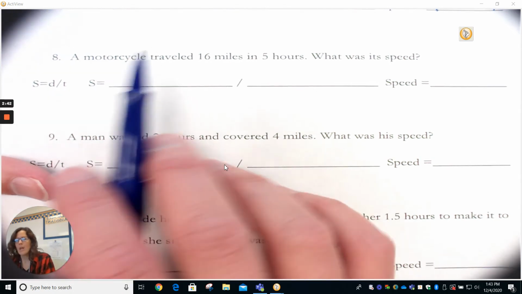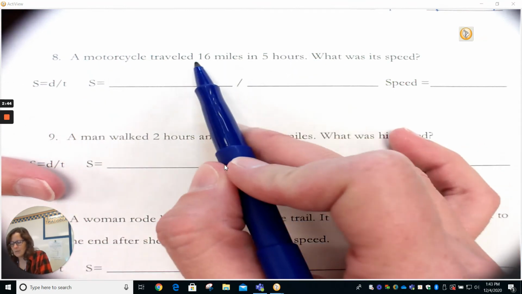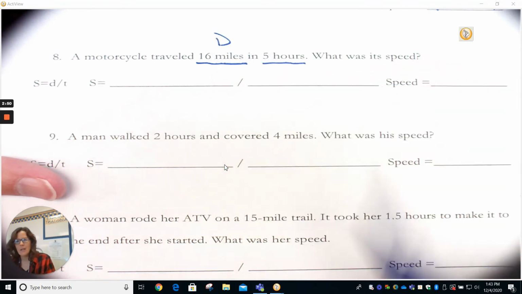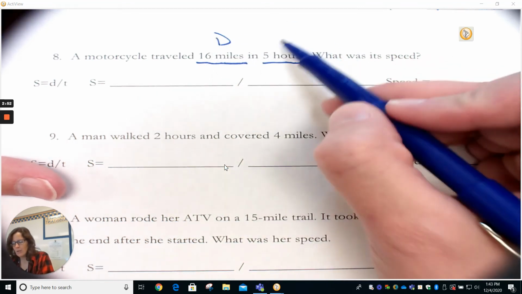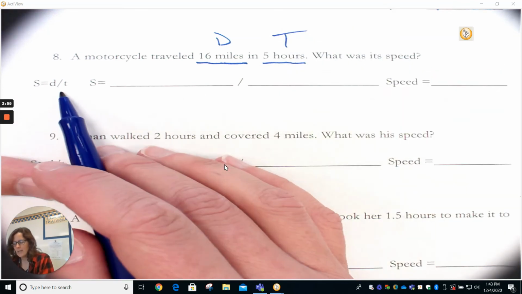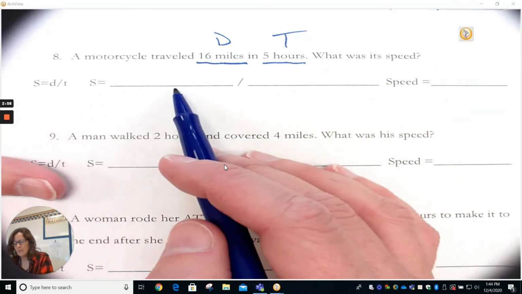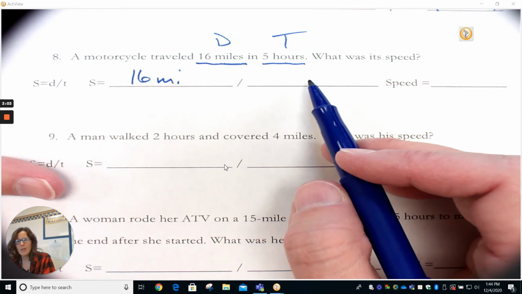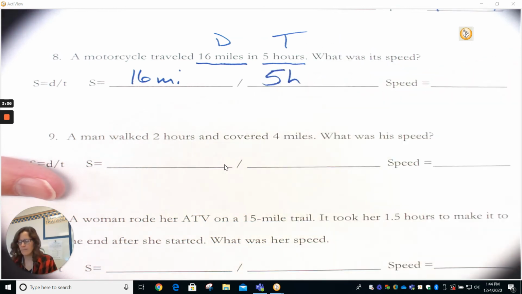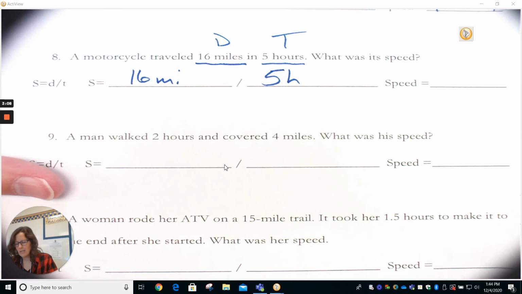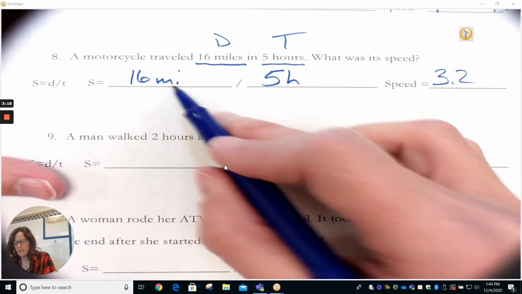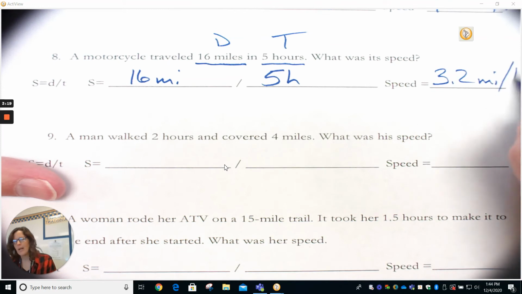So number 8 says, a motorcycle traveled 16 miles in 5 hours. What is its speed? So 16 miles is our distance. I'm going to put a D above there. 5 hours is our time. Speed equals distance divided by time. So speed equals, we need our distance right here, 16 miles divided by our time, which is 5 hours. So we plug that in our calculator. 16 divided by 5 equals, and I got 3.2. And then we'll bring our units over, miles per hour.